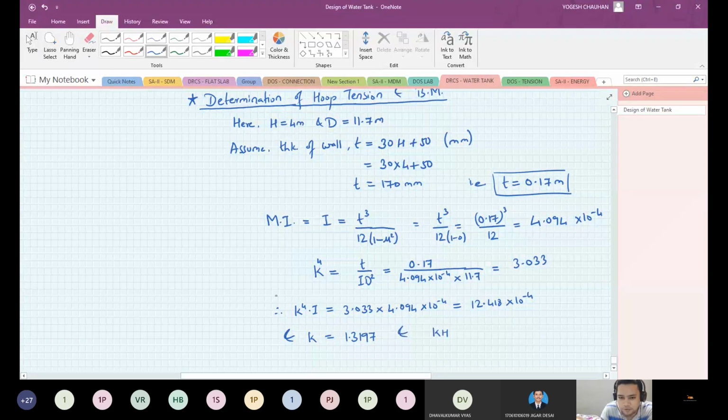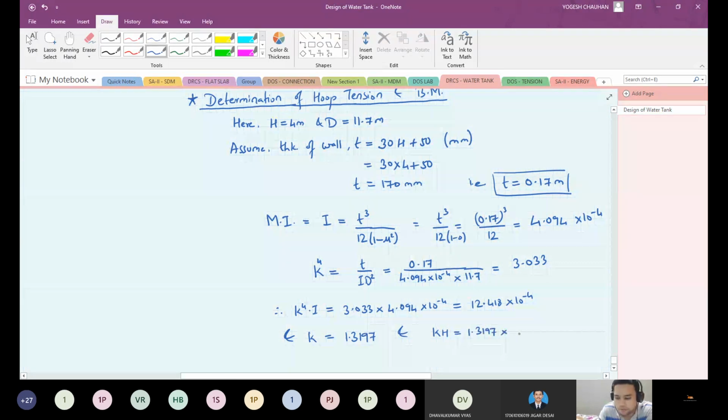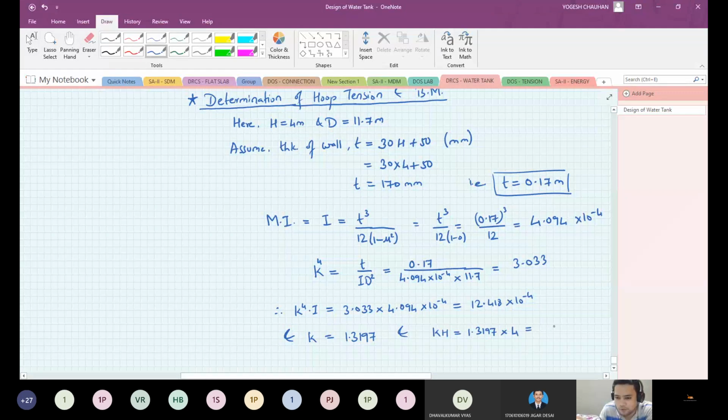And you also require the value of k into h. These are the various terms in the differential equation. We find all of these values so that we can directly put them in. So it will be 1.3197 multiplied by h. H is 4 meter, so that is 5.2788.